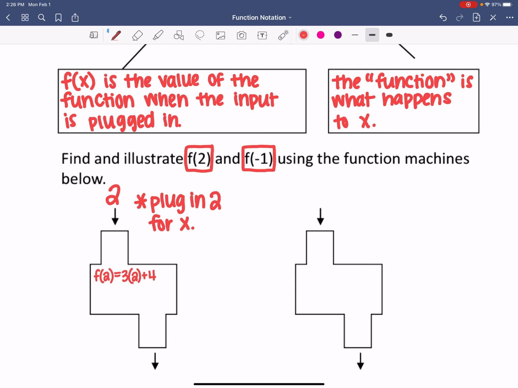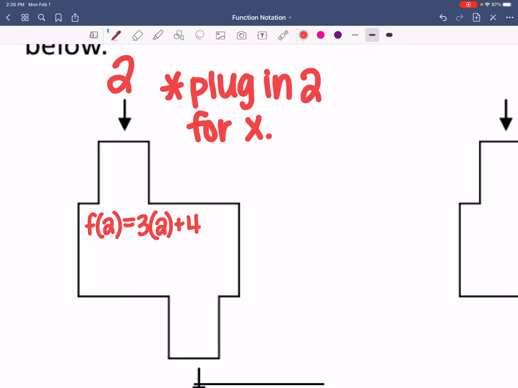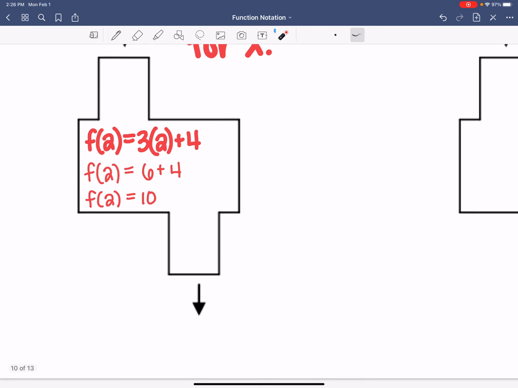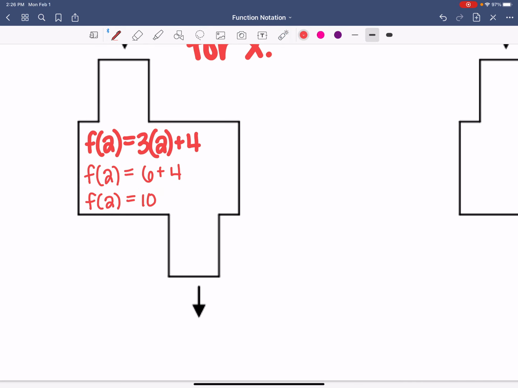Now we're going to simplify. When I simplify this, f of 2 is equal to 6 plus 4. So f of 2 equals 10. When I plug in 2, it goes into that function, some stuff happens to it, and then I get out 10. So 10 is the output, which is the overall value of the function. The function of 2 is 10. That means when I plug in 2, I got out 10.